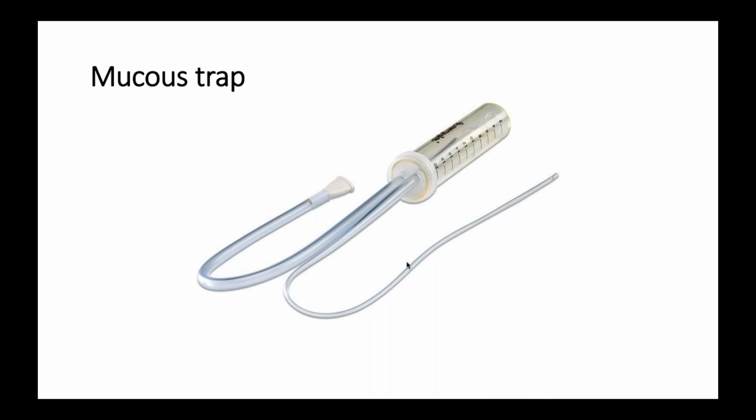Then this is a mucus trap. So mucus trap, this is a small bottle, 10-20 ml, and it has got two tubes coming out of this. One tube is shorter, the other one is longer. This is called a mucus trap, basically used for sucking out secretions from the airways, and we use it for bronchoscopy also to take samples.